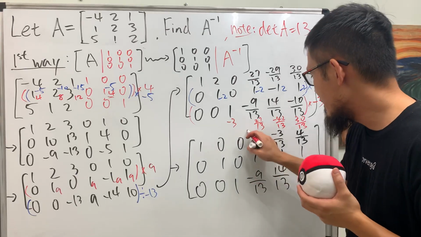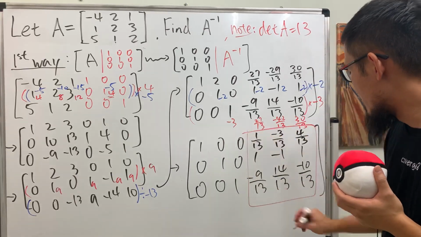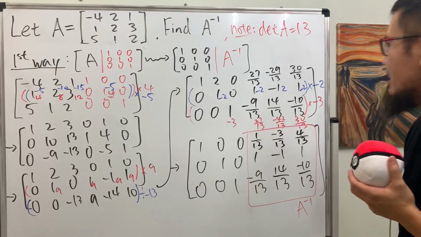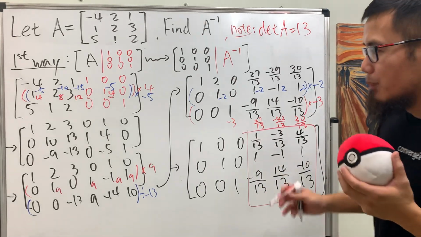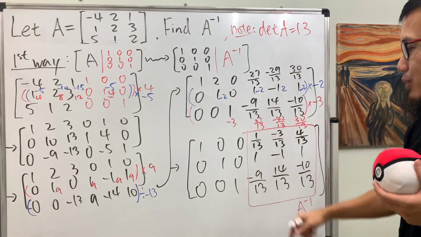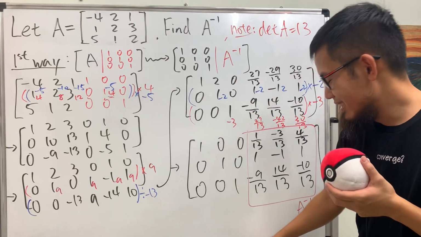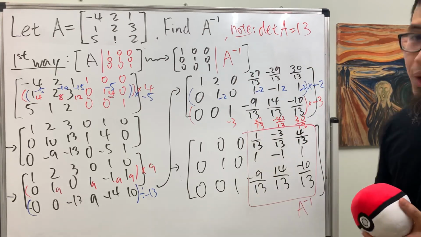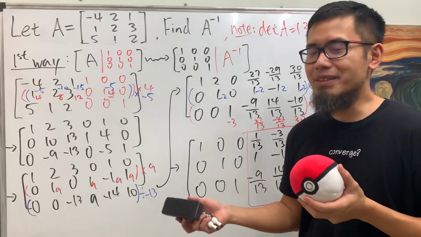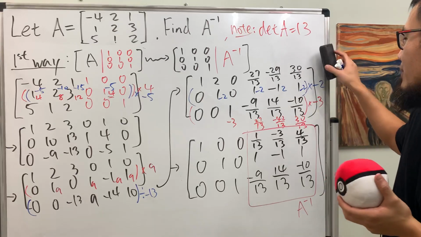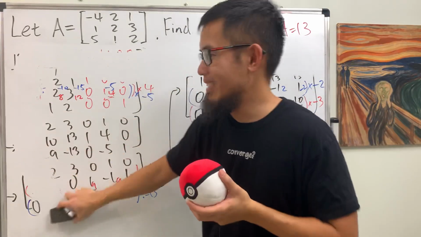So, ladies and gentlemen, this right here is our inverse, right? So A inverse is equal to this matrix right here. Pretty cool, but again, you just have to run through all that stuff. Now, for the second way, maybe you hate it, maybe you will like it, I don't know. But I will show you guys anyway.